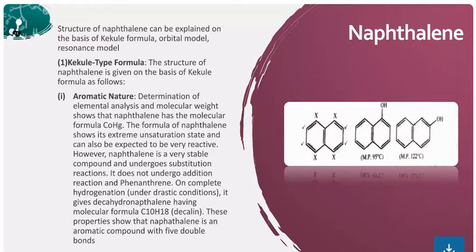So, what is the molecular formula of naphthalene? After dehydrogenation, all double bonds are removed and then the hydrogen count is 18. So you have hydrogens: 1, 2, 3, 4, 5, 6, 7, 8. So, C10H8.